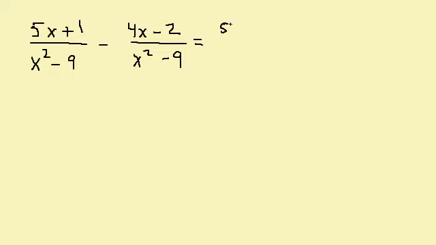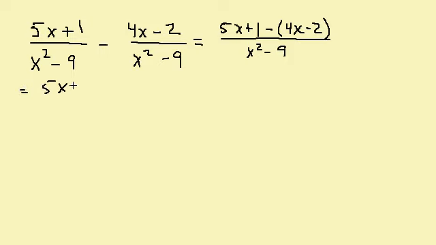So we have 5x plus 1 minus 4x minus 2, and that's over the common denominator x squared minus 9. Now make sure that you put the 4x minus 2 in parentheses because it's minus this whole thing. So that's going to give me 5x plus 1, and then I'm going to distribute this minus 1 here. So minus 4x plus 2 over the common denominator x squared minus 9.